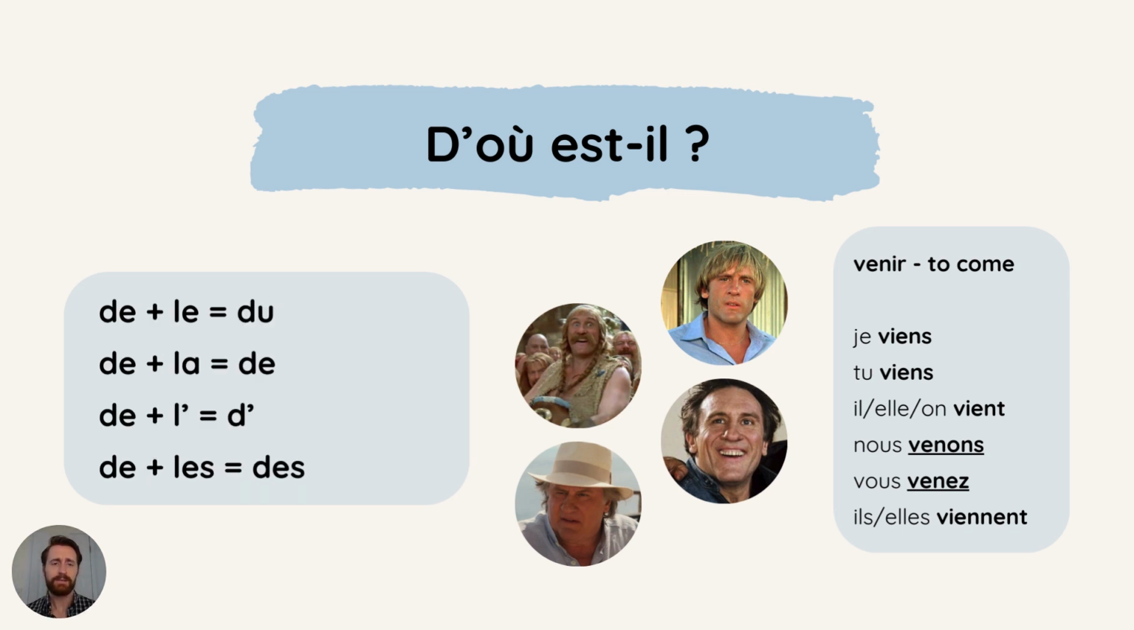And venir is often followed by a preposition meaning from, so to come from. Here we have some examples of these prepositions using de, but we also have some combinations. So we've seen this before with the preposition a. This kind of works the same with de. So when we have de plus le, so grammatically masculine, we'll use du. De plus la, we'll just simply use de. De plus L apostrophe becomes D apostrophe. And de plus les, so grammatically plural, it will be des.